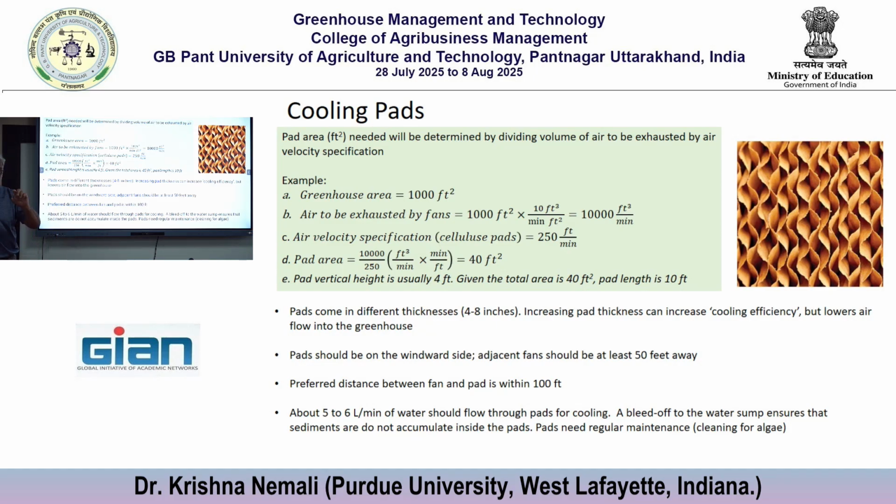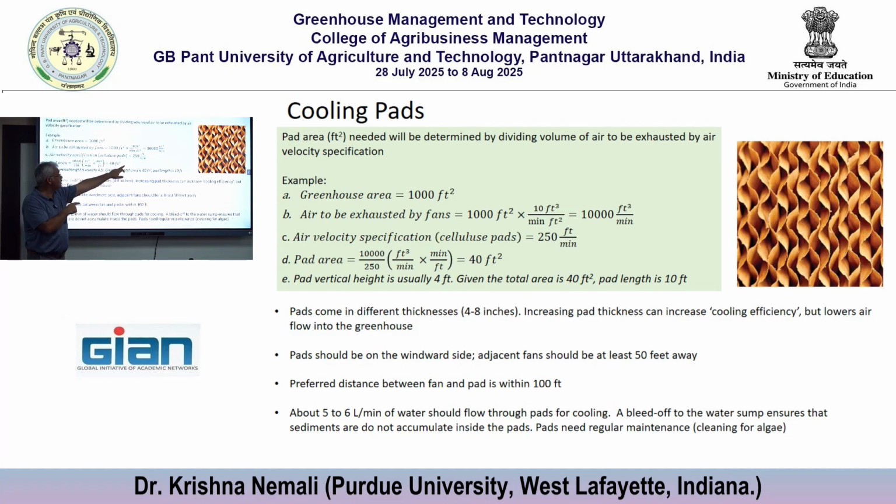I'll tell you how you get to the dimensions in a second, but let me ask you, is this clear so far, the calculation? If you have doubt, ask me. This is very, very important. Can you explain the C? Sure, again. So this air velocity specification is a value that you should get from the manufacturer, the company.